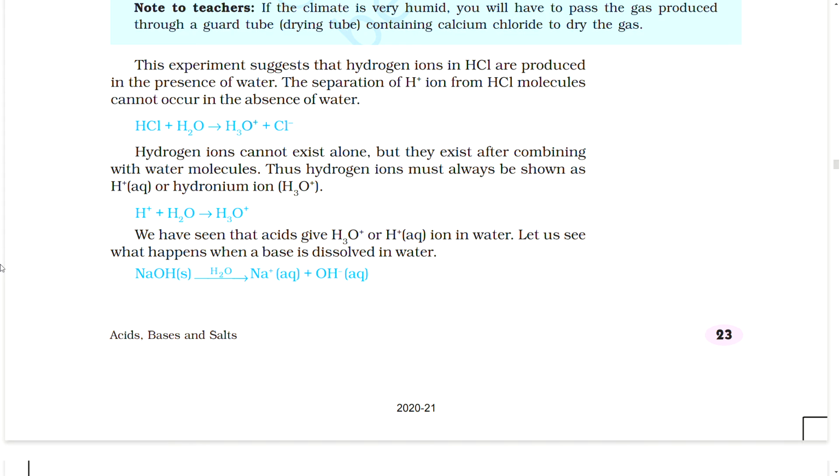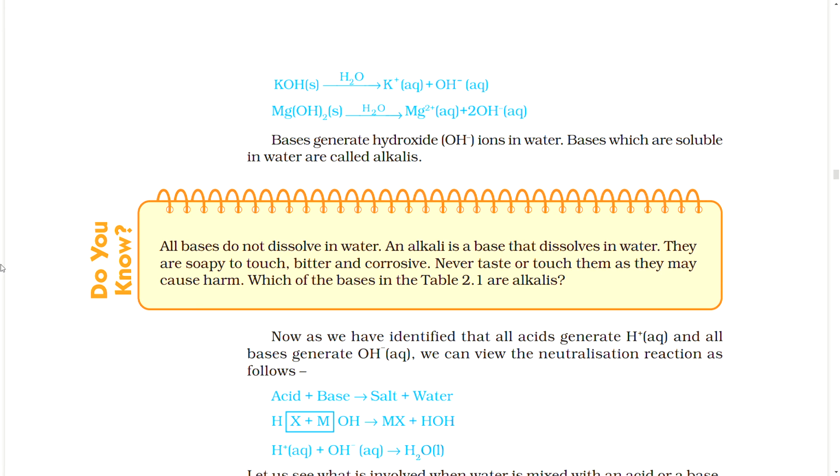We have seen that acids give H3O+ or H+(aq) ions in water. Let us see what happens when a base is dissolved in water. NaOH(s) + H2O → Na+(aq) + OH-(aq). KOH(s) + H2O → K+(aq) + OH-(aq). Mg(OH)2(s) + H2O → Mg2+(aq) + 2OH-(aq). Bases generate hydroxide, OH-, ions in water.